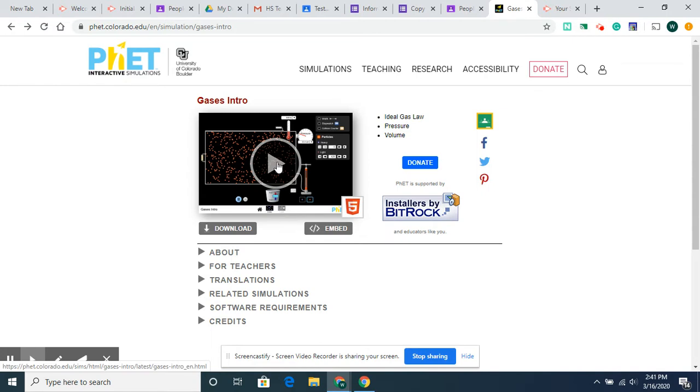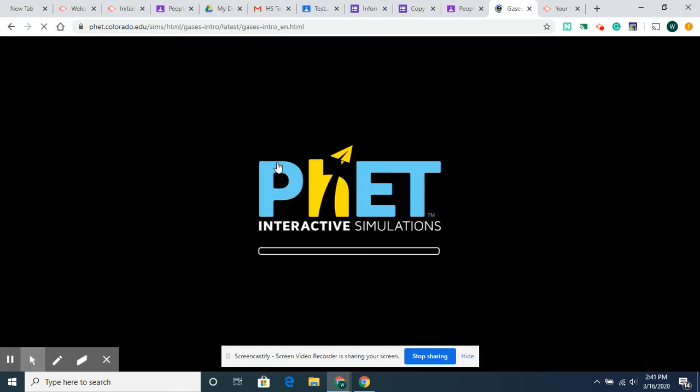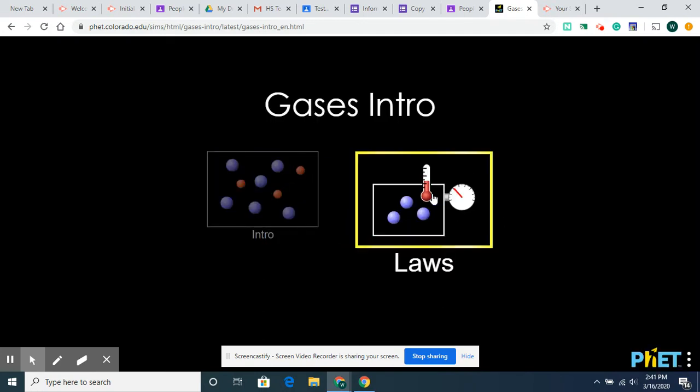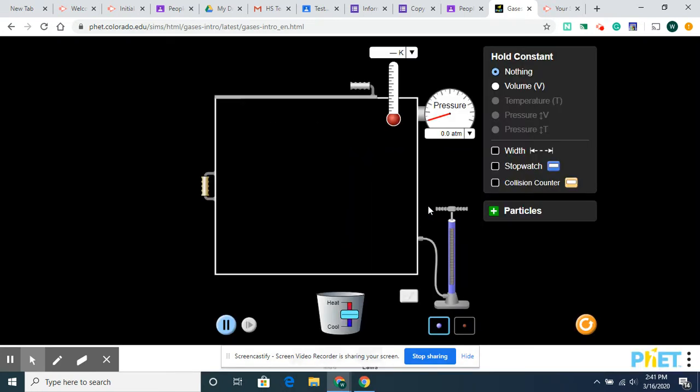There are 4 of them. By using this PhET simulation, we're going to go over to Laws. We're going to click on that. And what we can do is we have 4 things that we can change. We can change the temperature. Temperature is going to be measured in Kelvin. We'll talk about what the difference between Kelvin and Celsius would be. It's not a big difference.